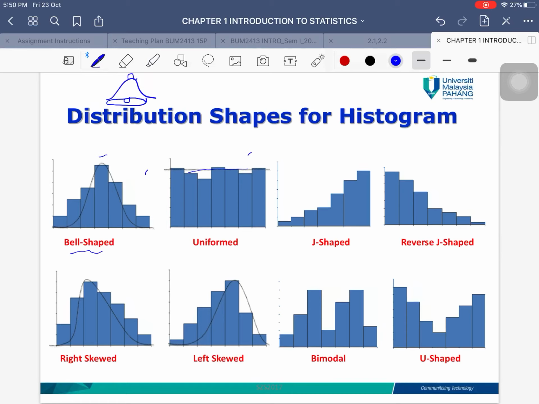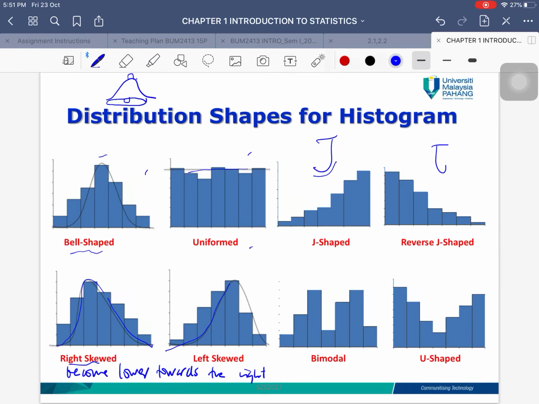And this is a uniform. It doesn't have to be exactly the same height, but if the bars look like they have roughly the same height, it's called uniform. This is a J-shape because it takes the J shape right here. And this is a reverse J shape, and this is called right skew. Right skew means that the value here is higher, and when you go towards the right, it tapers and becomes lower. That is how you identify right skewed.